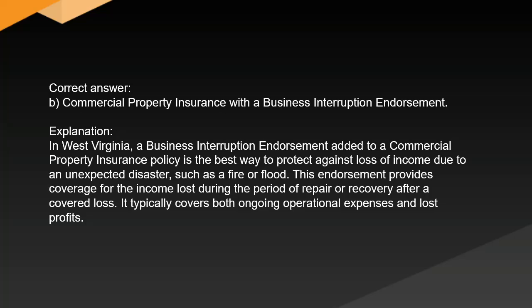Explanation. In West Virginia, a business interruption endorsement added to a commercial property insurance policy is the best way to protect against loss of income due to an unexpected disaster such as a fire or flood. This endorsement provides coverage for the income lost during the period of repair or recovery after a covered loss. It typically covers both ongoing operational expenses and lost profits.